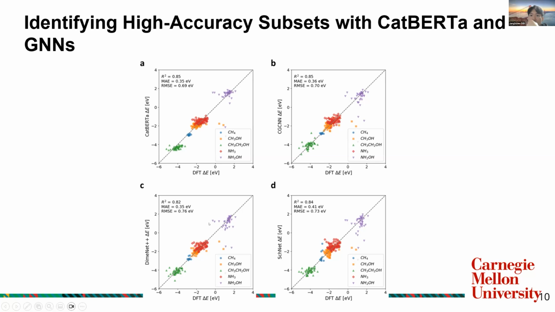So in this case, we can obtain positive outcomes from CatBERTa as well, which are actually slightly better than GNNs. The positive outcomes obtained with GNNs suggest that the graph representation here effectively captures the structure-energy relationship. And considering that our text data also highlight the structural aspect, this finding suggests that the text representation of structure is comparably effective.